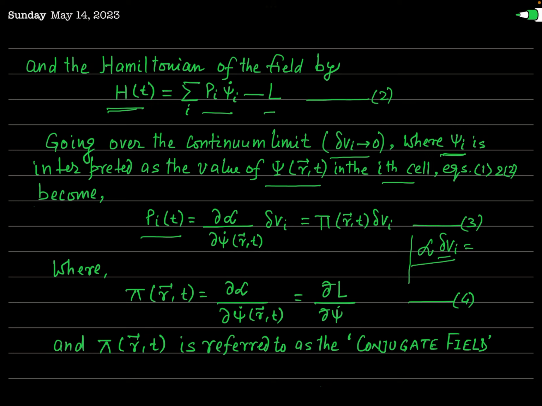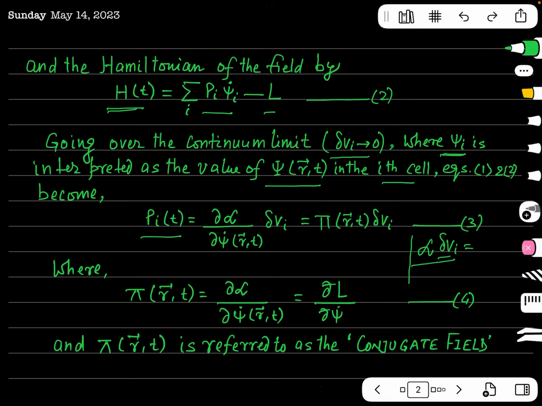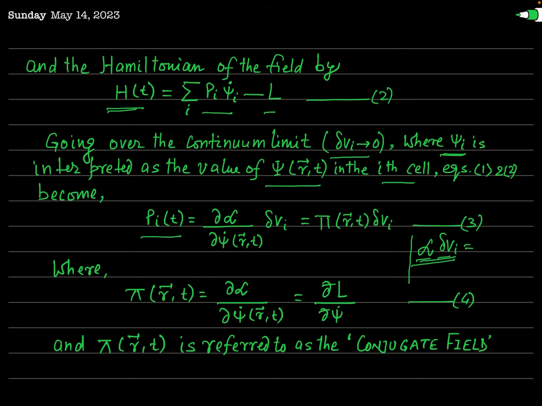Okay? So in the place of this L, we can write the Lagrangian density times this volume. Because when you say Lagrangian density, that means the value of the Lagrangian per unit volume. So in unit volume, the Lagrangian is this curly L. So in delta Vi volume, the Lagrangian will be this curly L times delta Vi. So this L, which is the Lagrangian, can be replaced by curly L delta Vi.